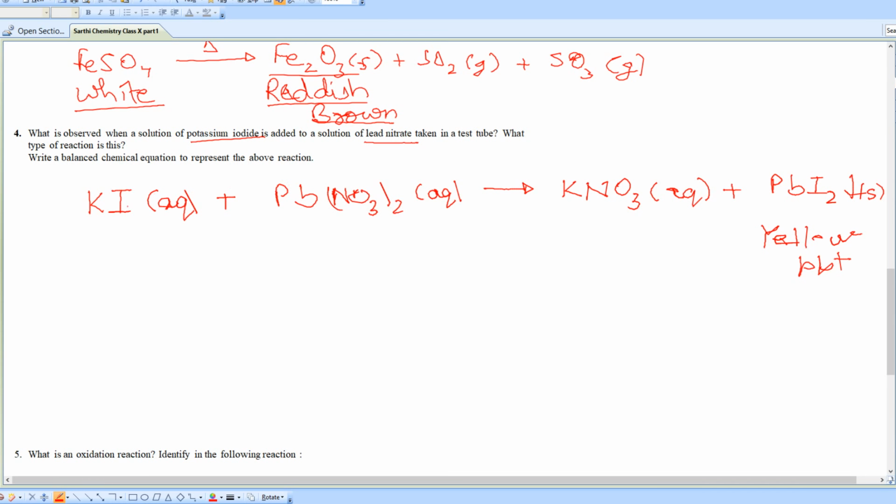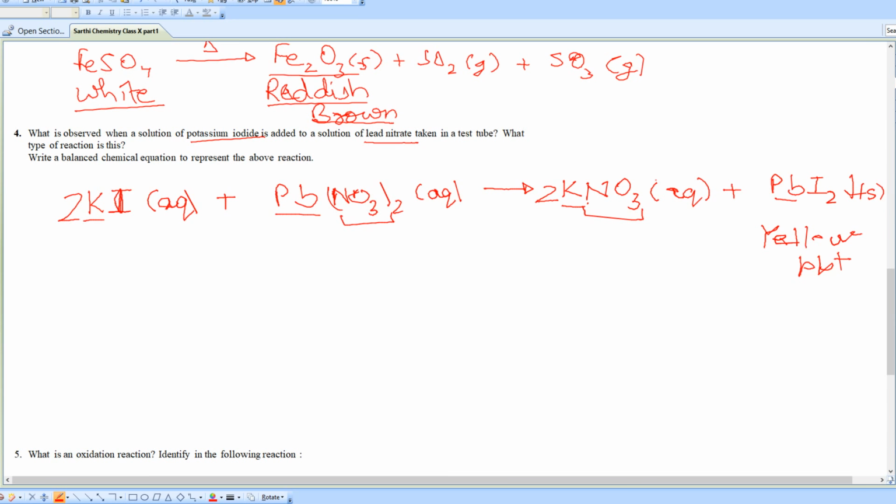So if we balance these equations, we'll get potassium is 1, lead is 1. Now moving on to non-metal ions and atoms, this iodine is 1 here, but iodine is 2 here. So 2 here and 2 here, balance the potassium atoms, and NO3 nitrate ion is balanced, 2 here and 2. This is the balanced chemical equation of reaction between potassium iodide and lead nitrate. Now, what type of reaction is this? We all know this is double displacement reaction, or we can write it as a precipitation reaction because a yellow PPT of lead iodide is being formed in this reaction.